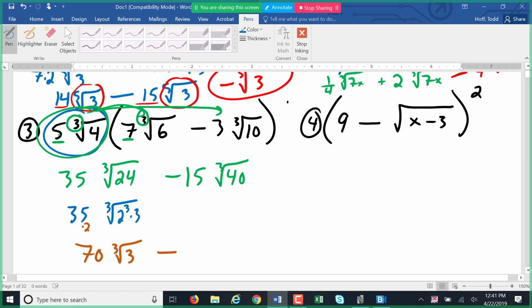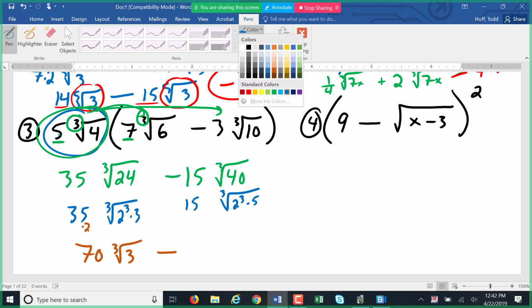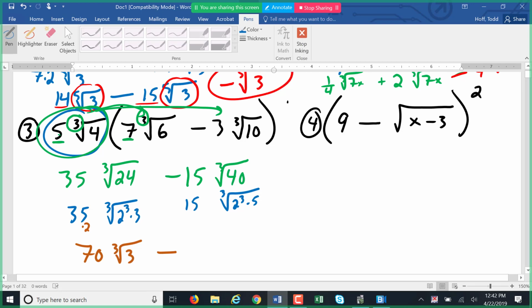Over here, 40 factors into 2 to the third times 5. Again, being a third root, I can factor out anything to the power of 3. So the third root of 2 to the third is just 2. 15 times 2 is 30. So that's a negative 30 times the third root of 5.